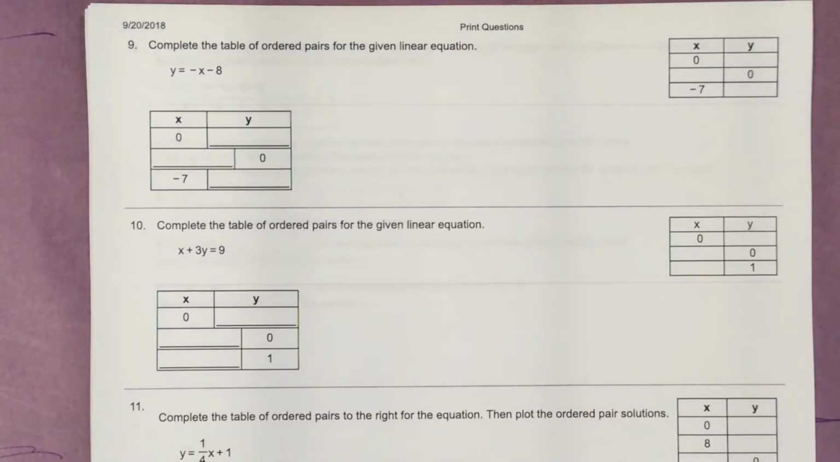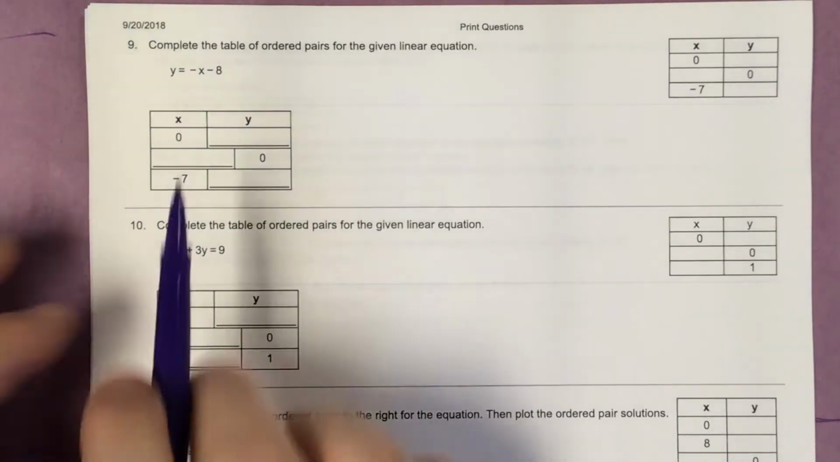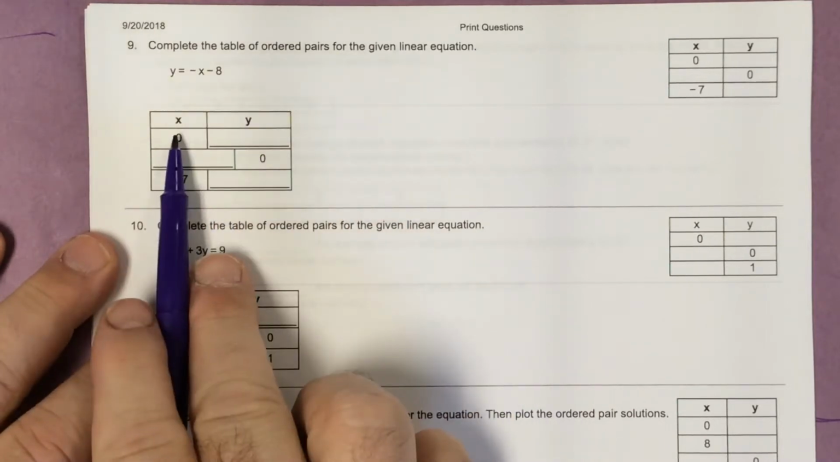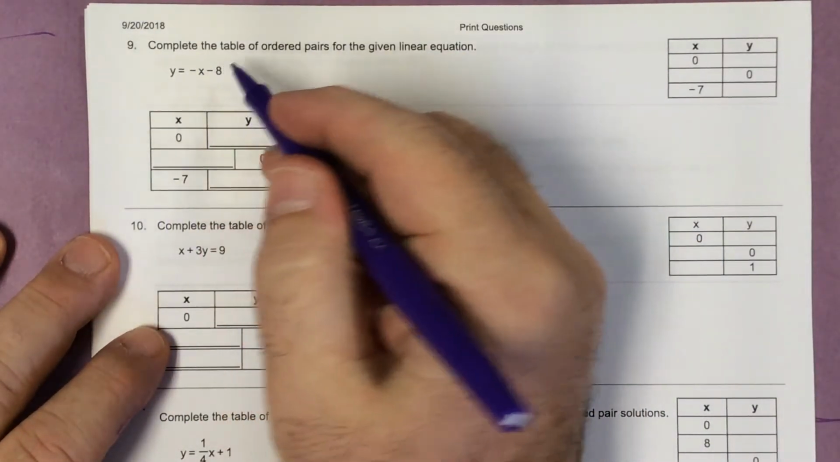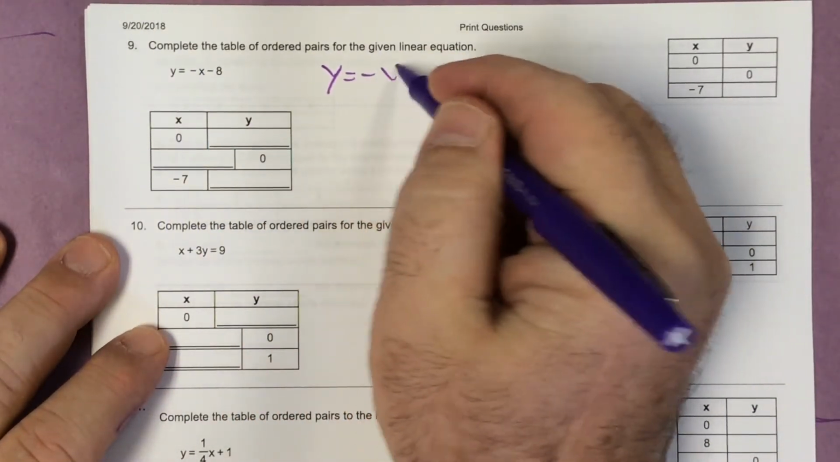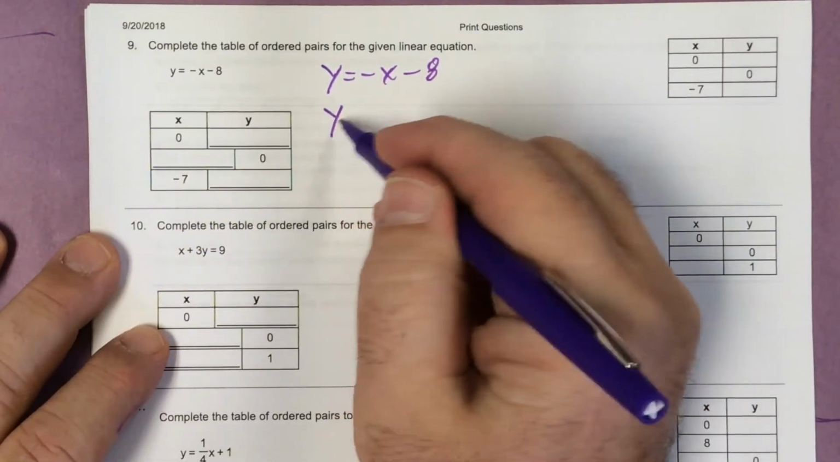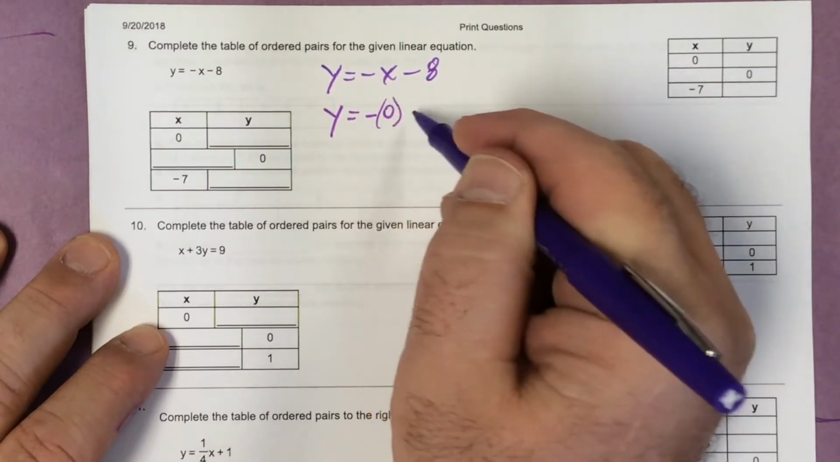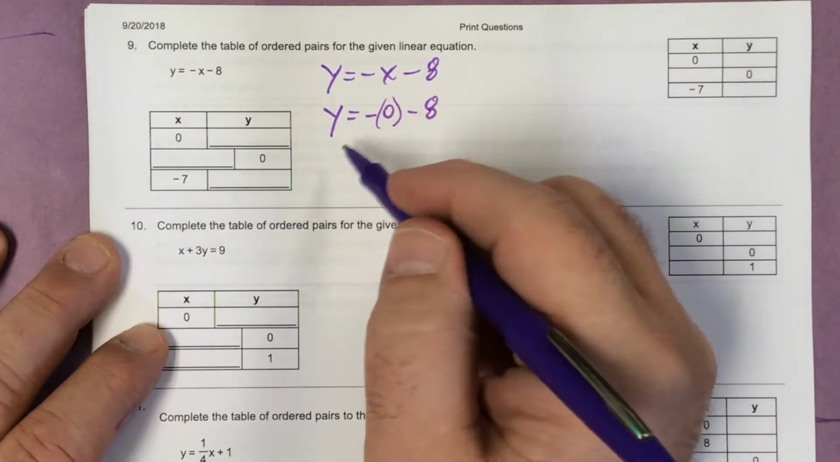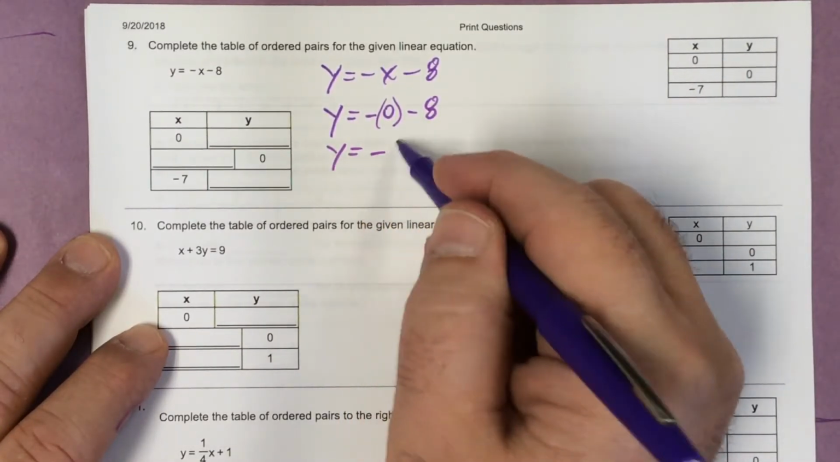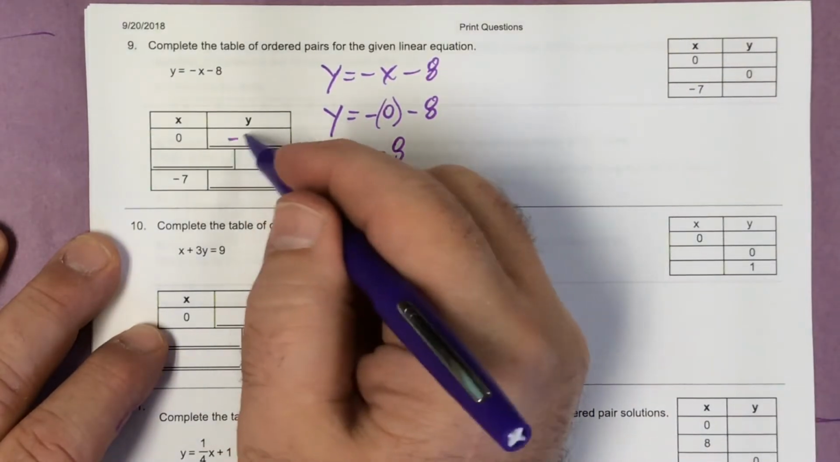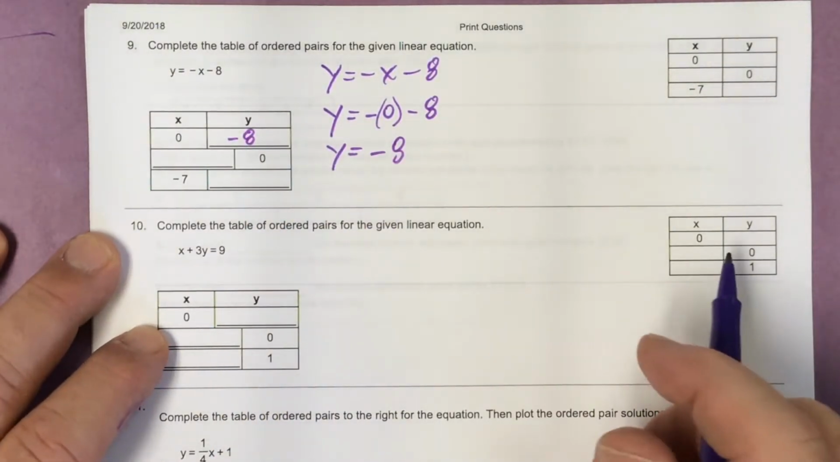We're going to complete the table for question number 9 in a similar fashion. So what we'll do is we said complete the table for the ordered pair. So we have y equals negative x minus 8. We're first given that x is equal to 0, so this is going to be y is equal to negative 0 minus 8, which when we do the math, that's just going to give us y is equal to negative 8. So negative 8 is going to go here.